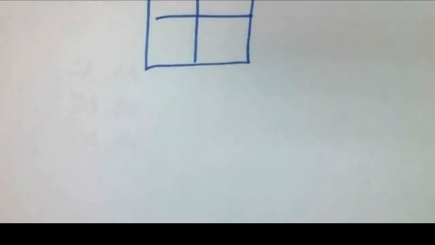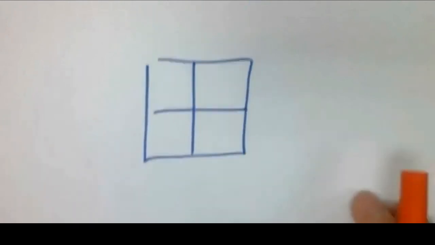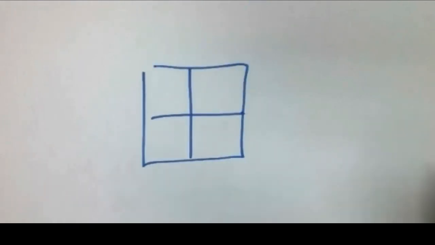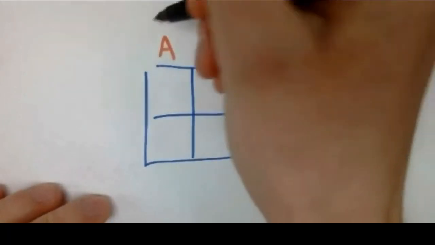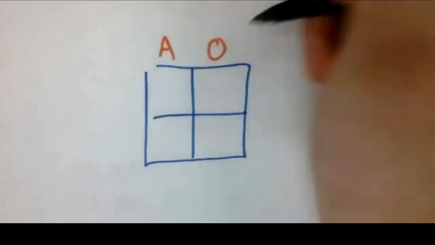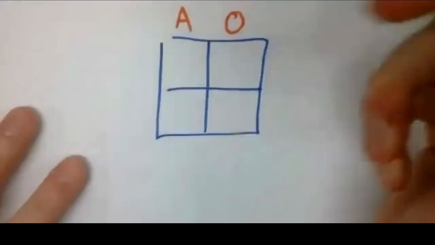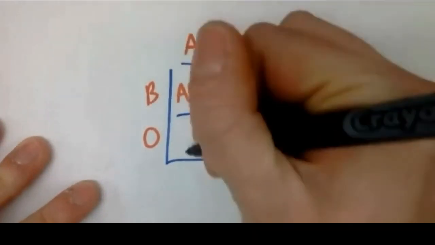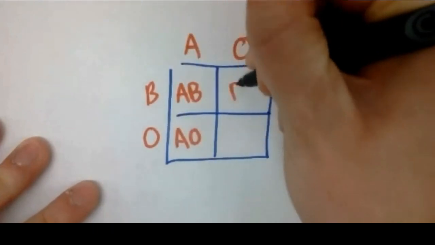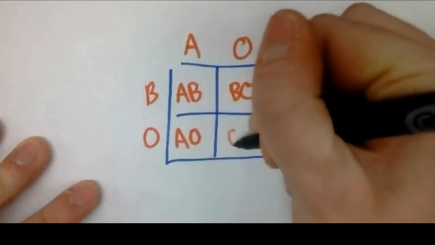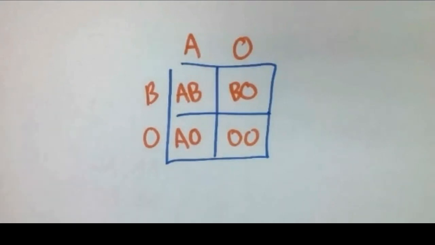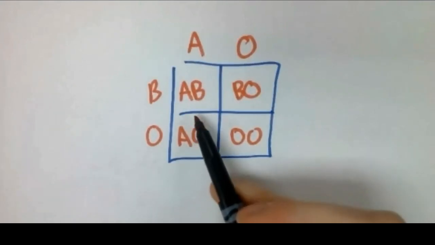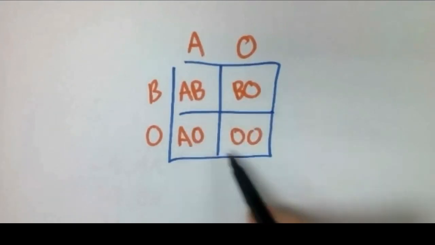This time, let's try the combination of maybe they both have that recessive O, right? So let's say mom has AO. Let me double check that she's type A. Yep, and dad has BO. Okay, I do my cross. I end up with AB, AO, BO, and OO. Okay, so we can have potentially AB blood, B blood, A blood, or O blood.